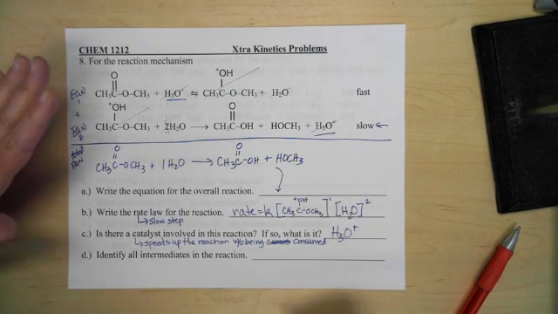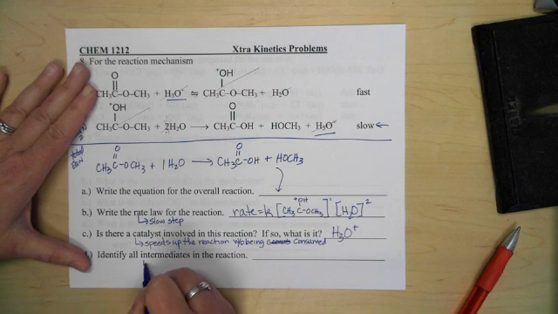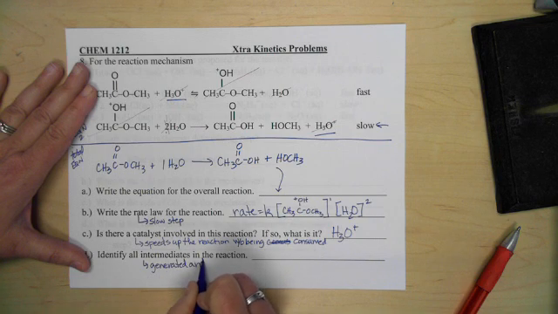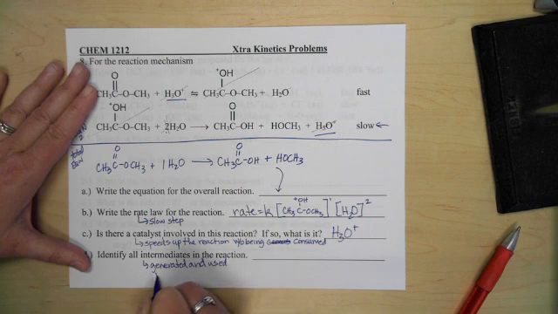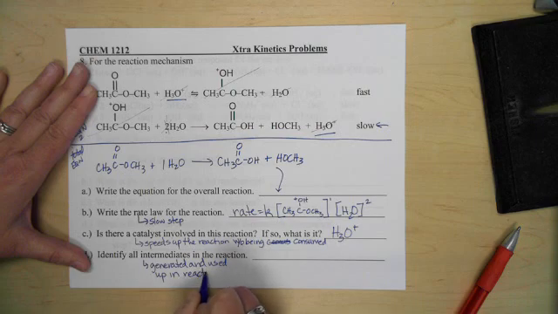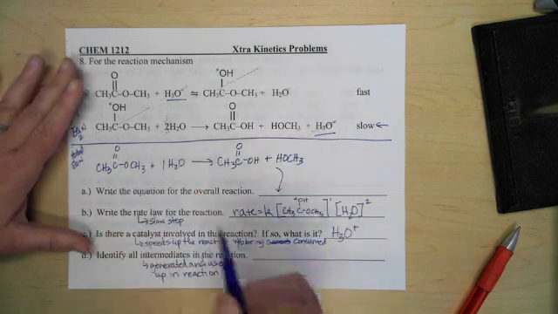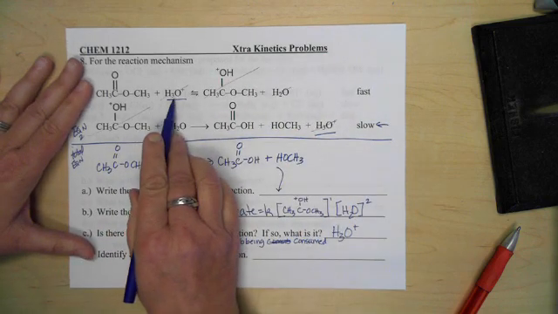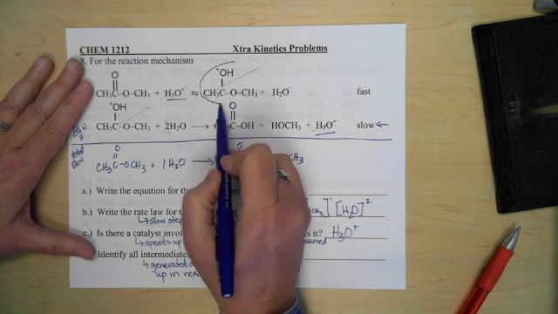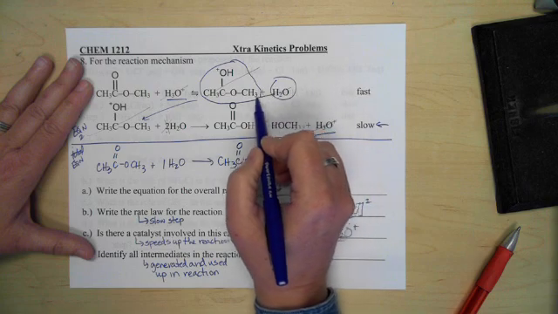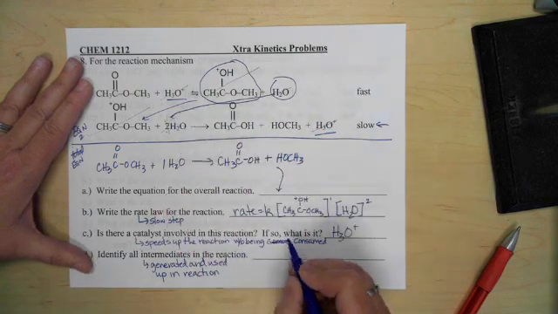Now the next one says identify all intermediates. Intermediates are generated and used up in the reaction. So you don't see them in the overall equation for the overall reaction. So again, whether they appear here is not important. What is important is we cancel them out. Now, we can't use this one because it's the catalyst, but this one is generated and then consumed, and this one is generated and then one of them is consumed. So we have two intermediates.